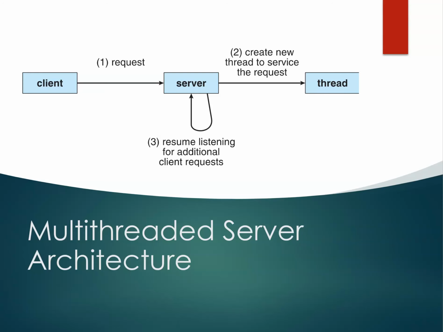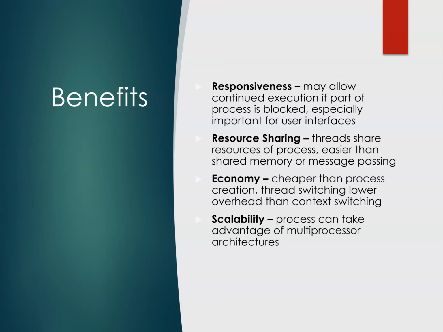Kernels are generally multi-threaded. So here's a multi-threaded server architecture. There's a request. The server catches the request and then creates a new thread to service the request while it goes back to listening. Some of the benefits are responsiveness. It may allow continued execution if part of the process is blocked. This especially is important for UIs.